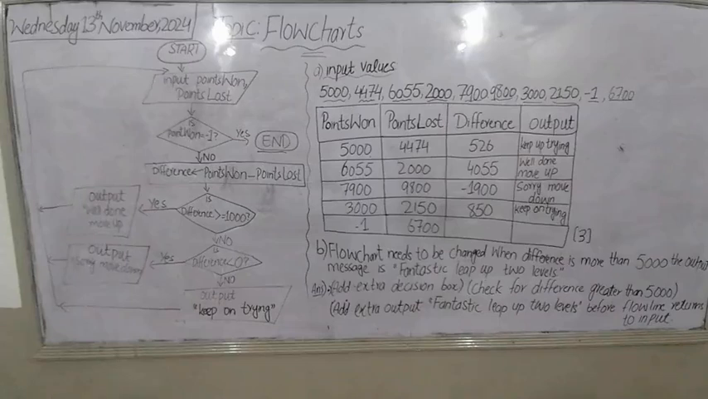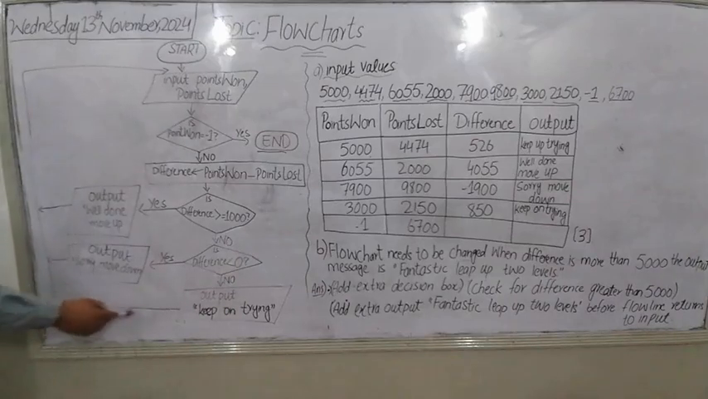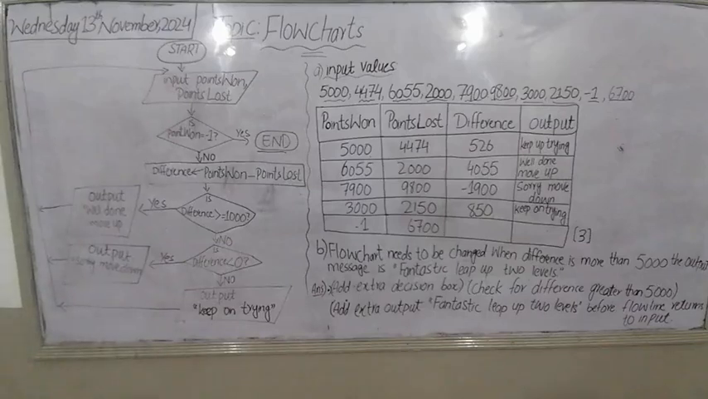Then you have to check for the difference. Is it greater than 5000? Okay, and at the end you have to add the extra output message that is already given to us by the examiner, which is saying fantastic, leap up 2 levels, and you have to add it before the flow line, this flow line here, which will go towards the input part again. Okay? So that is how you will solve or answer part B.